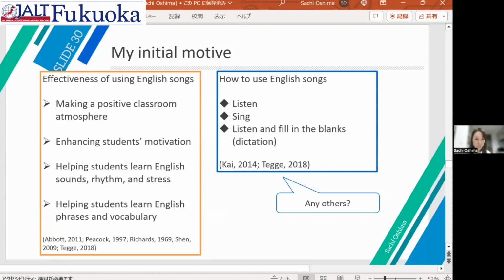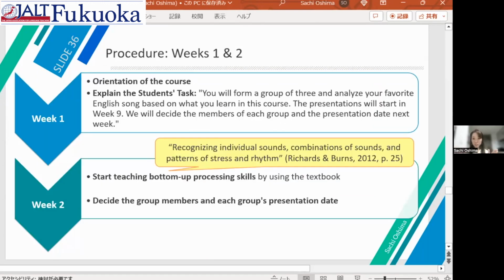So what I did is here. This is the 15-week course. Week 1 is the very first class, so the orientation of the course. So this class is English listening, and your textbook is this one, and please buy it at the university bookstore, and so on. And then in week 1, I explicitly explained the students' task in addition to learning the textbook. I already prepared a note, so I just copy it to show you the real words I said to my students.